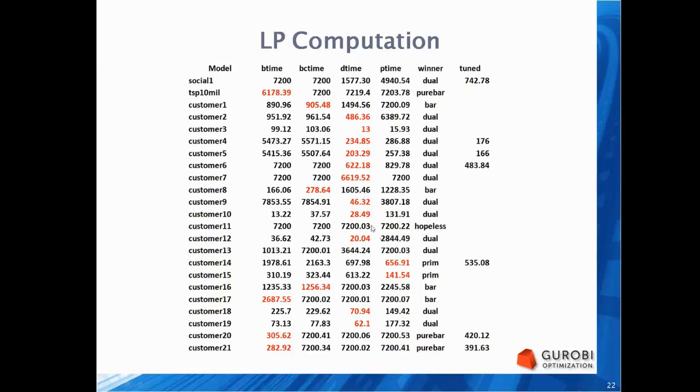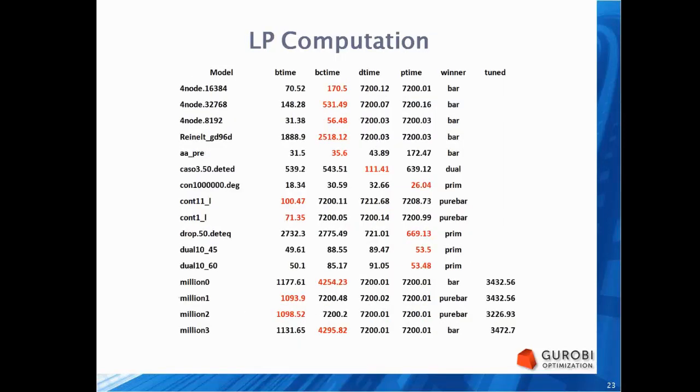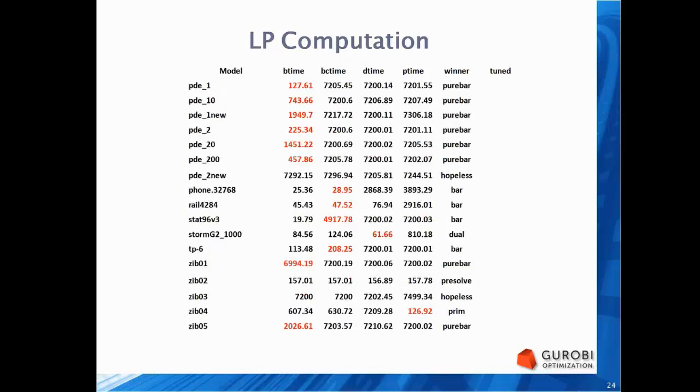Then go to the next, with more results for the public models. For some reason, it's not easy to get a better tuned setting. Only for the TSP model, the million city TSP model, am I able to. And then more customer models. PDE is very hard. You can only solve it with barrier without crossover.